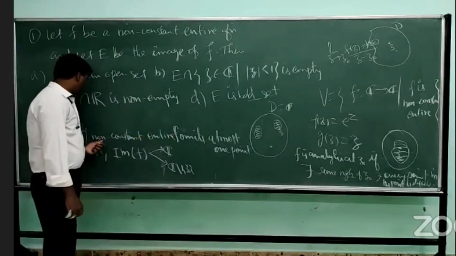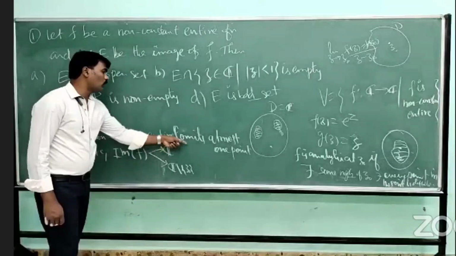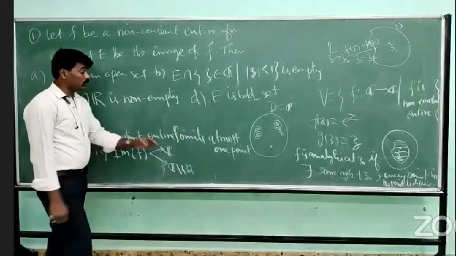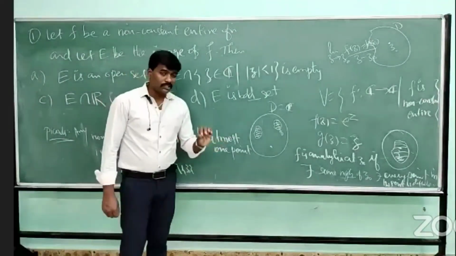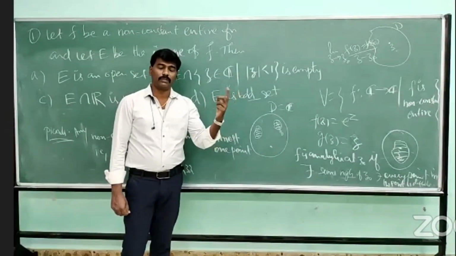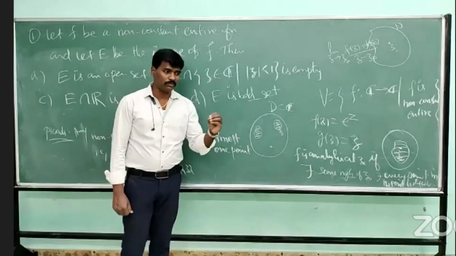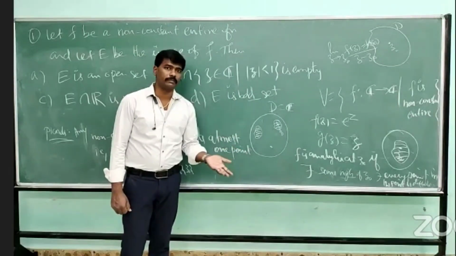Here, I wrote here, no? Any non-constant entire function f omits at most one point. At most means if it omits, it omits one point only, not two or three points. At most means it could omit or it cannot omit.